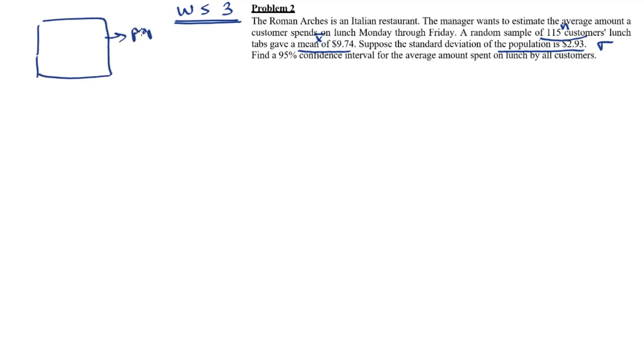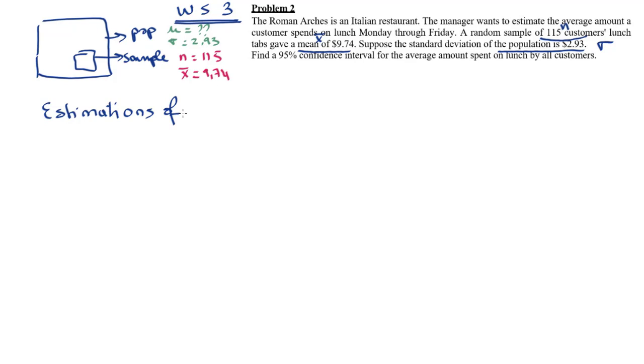To put things in perspective, our population is all the customers of the restaurant, and we took a sample of 115 customers from the population. This is n. The x bar of the sample is 9.74. What we want to estimate is the average spending of all the population, which is mu. When we say estimate, it means that we are not sure of our answer.